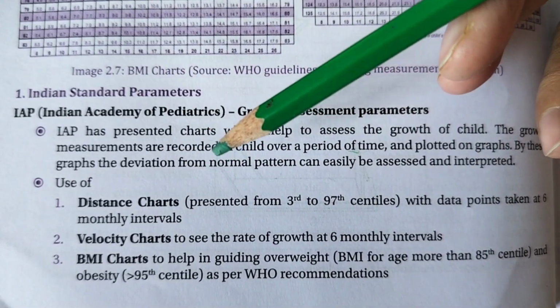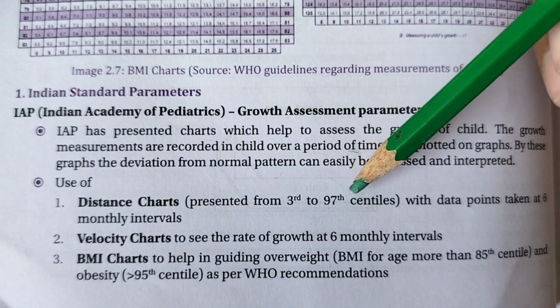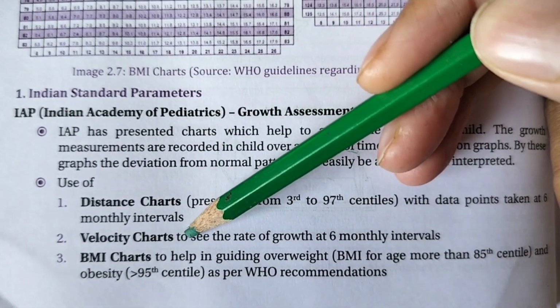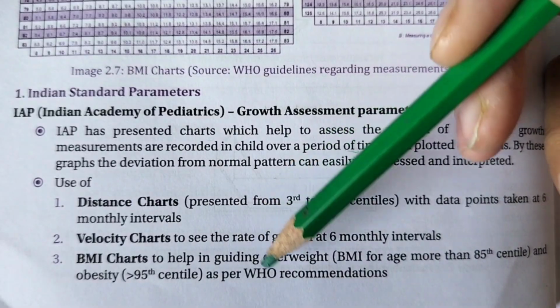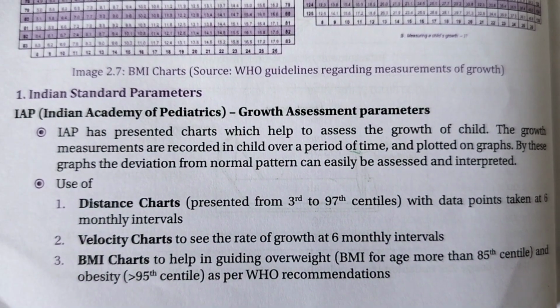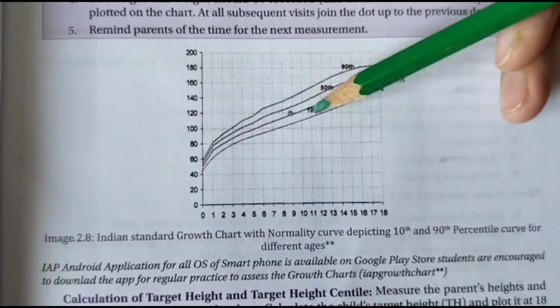Here, what they have used to plot the graph: distance charts, that is 3rd to 97th centiles with the data points taken at monthly intervals, velocity charts, and BMI charts. These are the things which have been plotted on the graph and give us a practical appearance, right? We will see one example of it. So for example, they have given a chart regarding that.